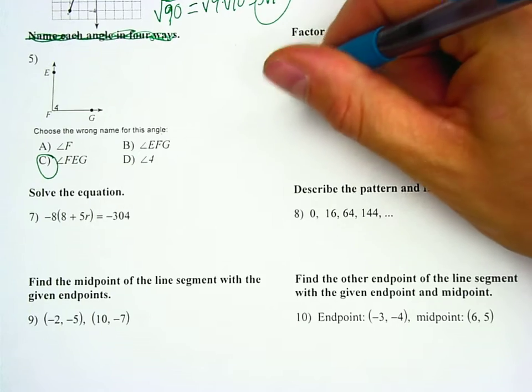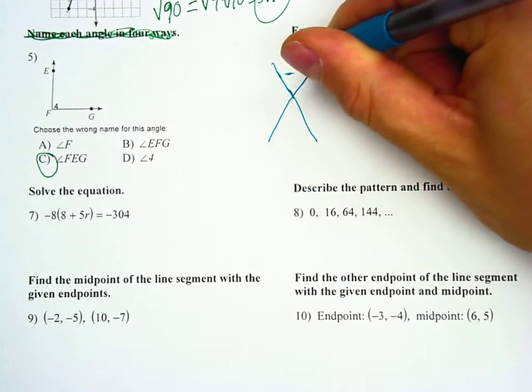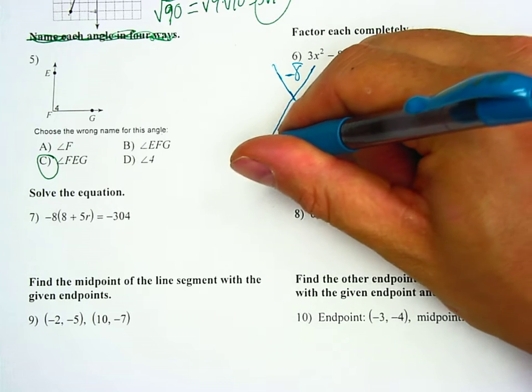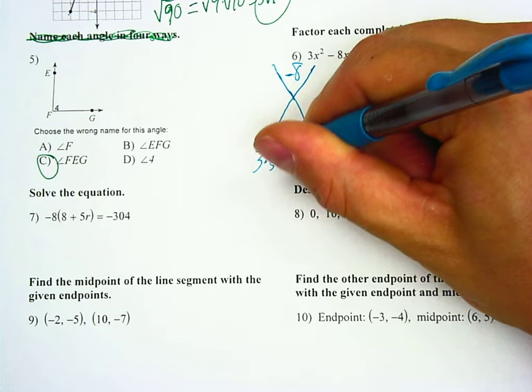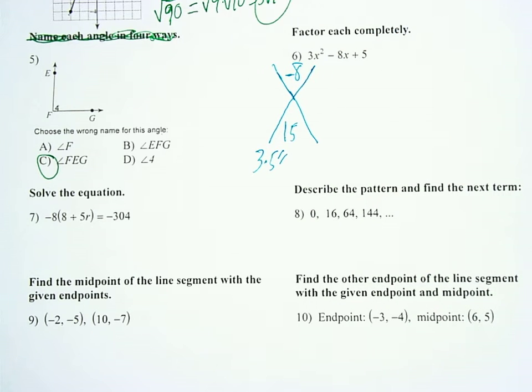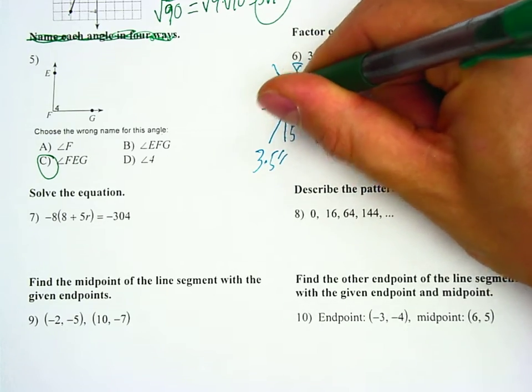All right, question 6. My goal here is to get -8, and I'm going to get that -8 from the product of 3 times 5, or in other words, 15. So I'm looking at that 15. I'm trying to get that -8. So to make that 15 into a -8, I'm going to have to break it down with a -3 and a -5, or a -5 and a -3. Because -5 times -3 is positive 15. -5 minus 3 is -8.